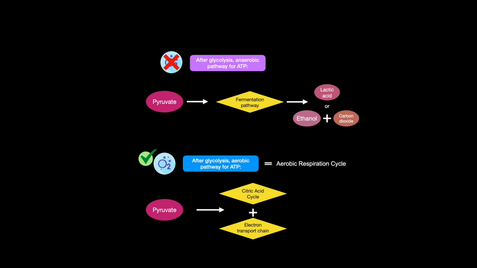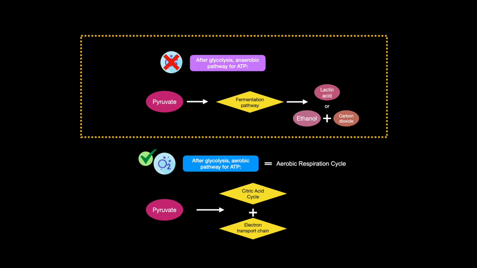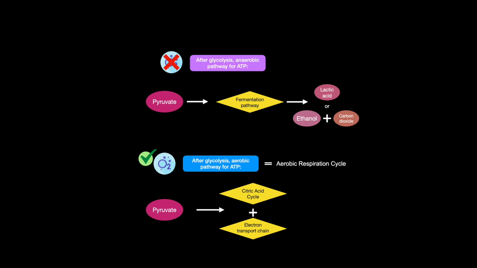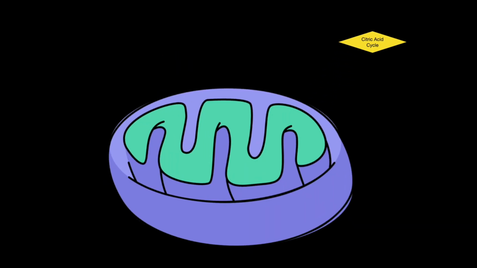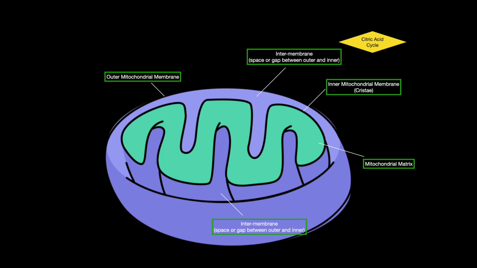While the fermentation pathway will turn pyruvate to lactic acid or ethanol and carbon dioxide for ATP, the most yields of energy are in this one, the citric acid cycle and electron transport chain. It is also known as the aerobic respiration cycle because the final acceptor will be oxygen. If pyruvates choose this pathway, the citric acid cycle, known as TCA, will take place in the mitochondrial matrix. A pyruvate will get converted to acetyl-CoA before entering the cycle.